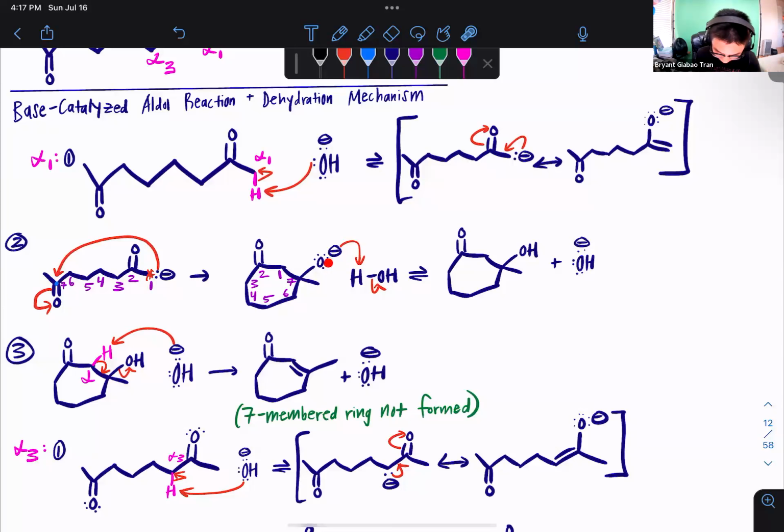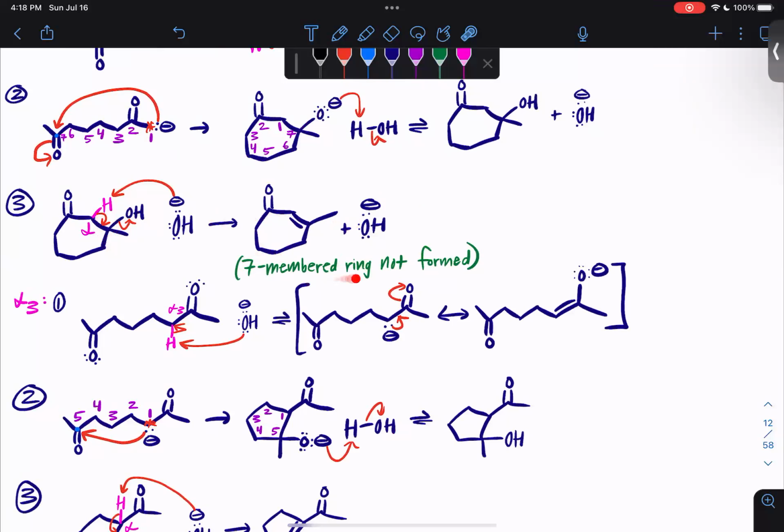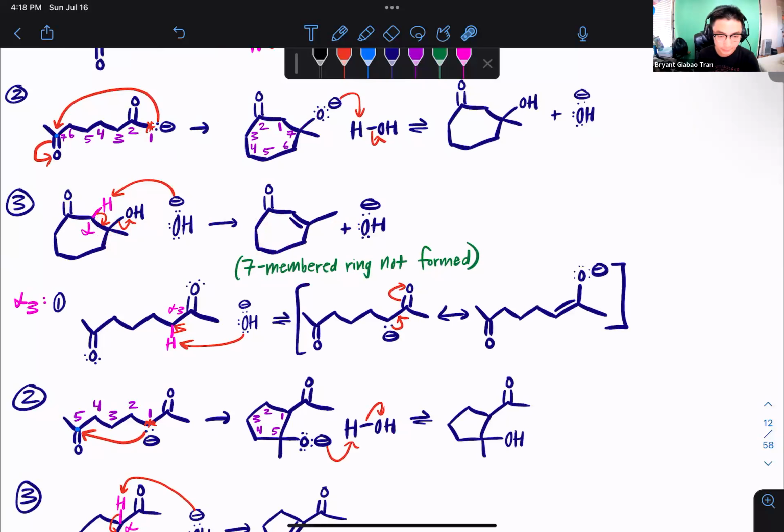And then this negatively charged oxygen would get protonated by a water molecule, reforming our base catalyst over here. And then our dehydration step is when we deprotonate the alpha hydrogen between these two alcohol oxygens, making the double bond there and kicking out the OH group right here. And you see how here we form a 7-membered ring. This is less stable than the 5 or 6-membered ring, which is why this is not formed.